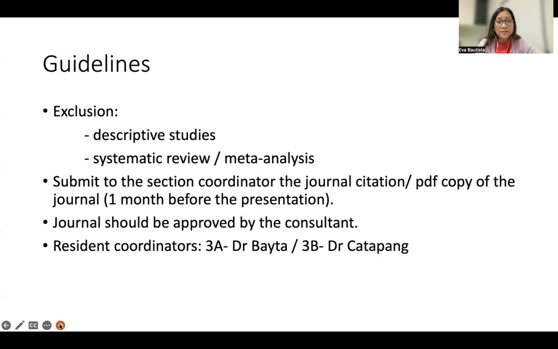If it's just a journal citation, make sure that we can access the full text article of it for free, okay? Submit it at least 1 month before the presentation, and it's for approval by the consultant assigned. And for the research coordinators, we have Dr. Baita and Dr. Katapang, okay? I'm not just sure if they are still assigned the same subject.